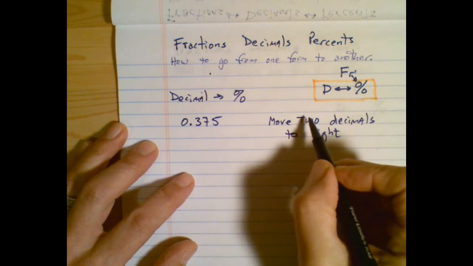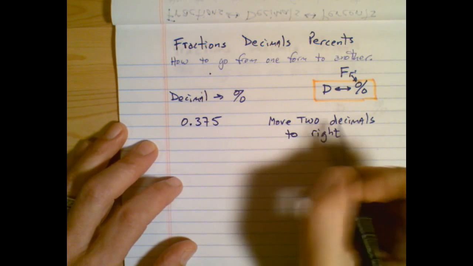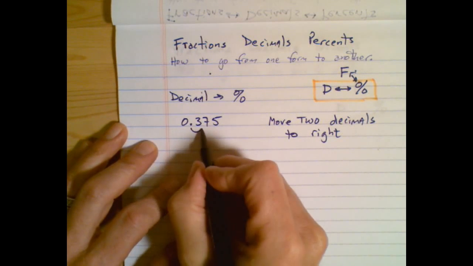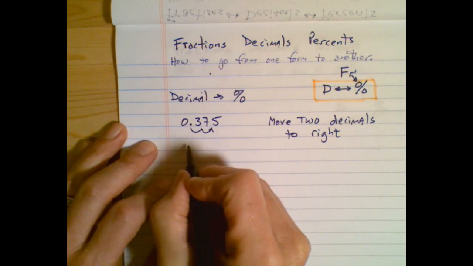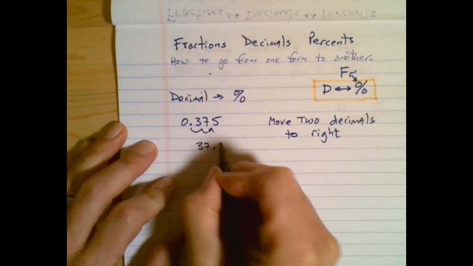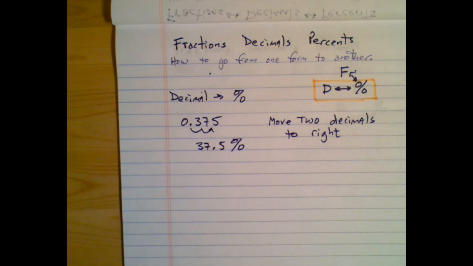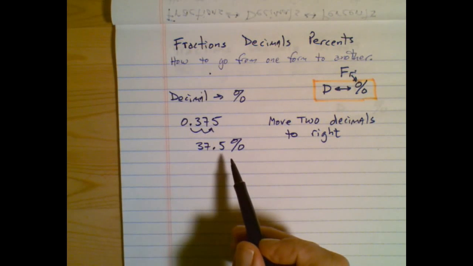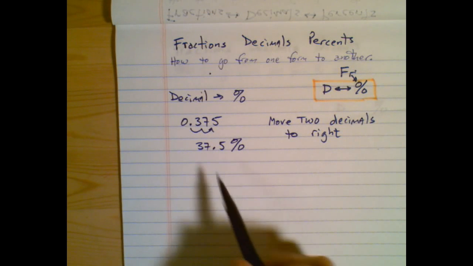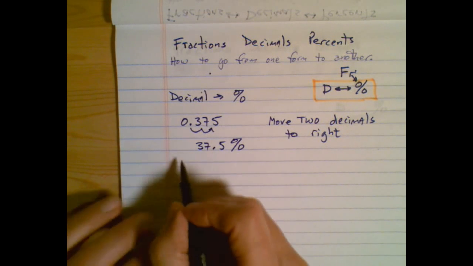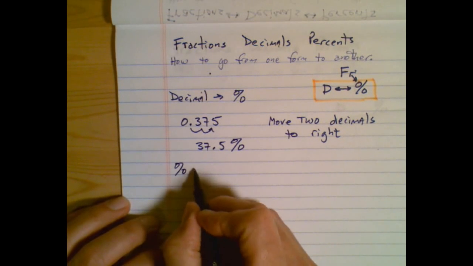So I need to switch these. Sorry, move the decimal 2 places to the right. So if I do that, I'm left with 37.5%. And this is the same thing as going there it is, 37.5%.